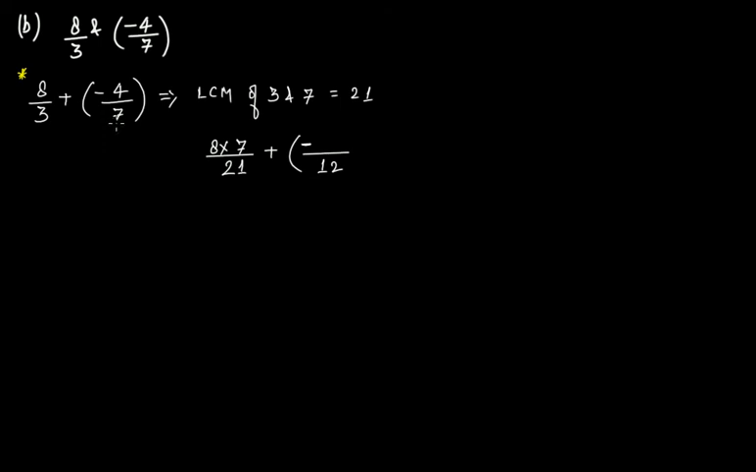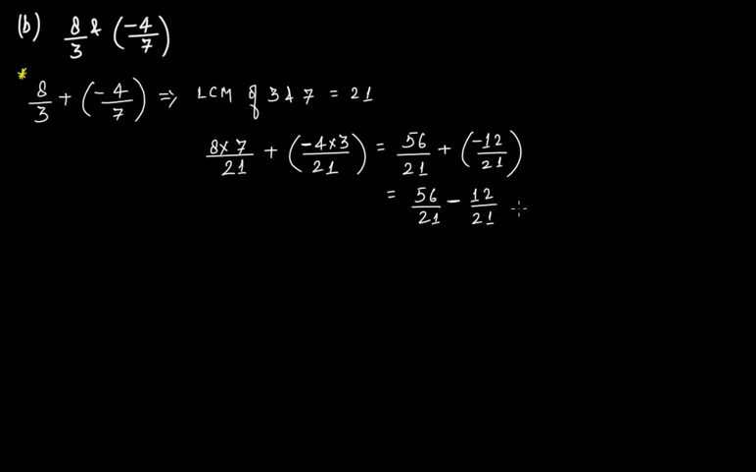Then here the denominator should be 21. 21 divided by 7 gives us 3, so this is 4 times 3. Now you get 56 over 21 plus minus 12 over 21. Now if we remove the bracket, we get 56 over 21. Outside the bracket is plus, therefore this becomes minus 12 over 21. And this gives us 21 and 56 minus 12. You get 44 over 21. So 44 over 21 is the result in this case.